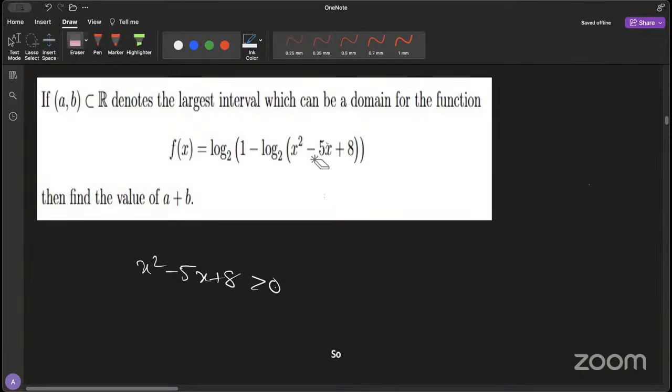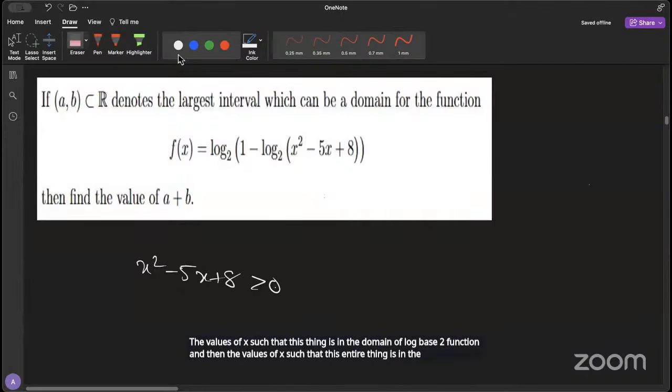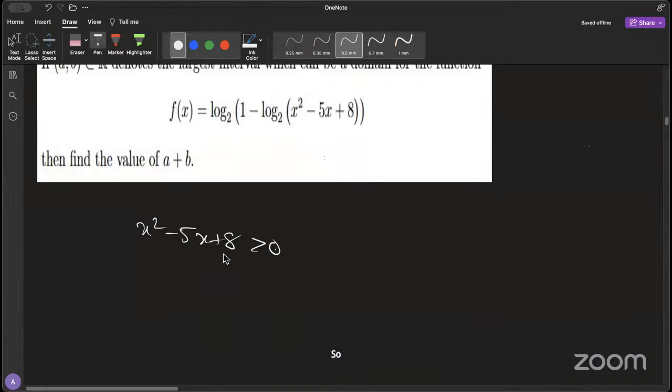So the values of x such that this thing is in the domain of the log base 2 function, and then the values of x such that this entire thing is in the domain of the log base 2 function. For that, we simply find the values of x such that x square minus 5x plus 8 is strictly greater than 0. So what are the roots of this? Actually, it's always positive, x square minus 5x plus 8, because a is greater than 0 and d is less than 0.